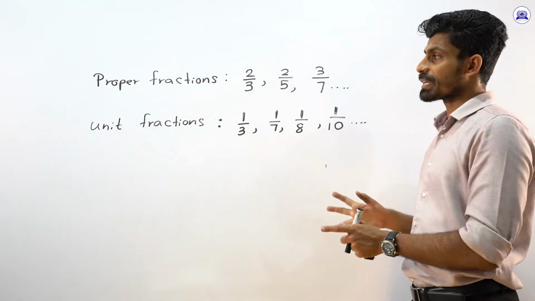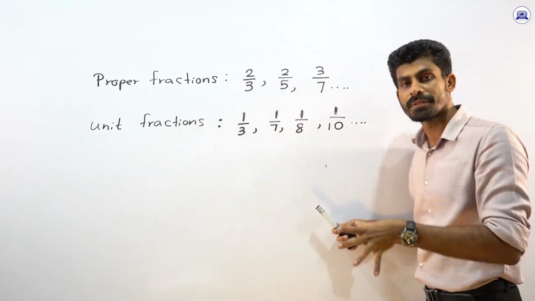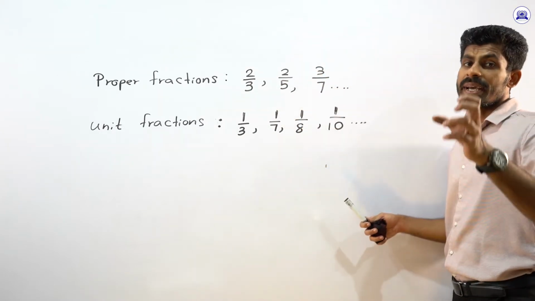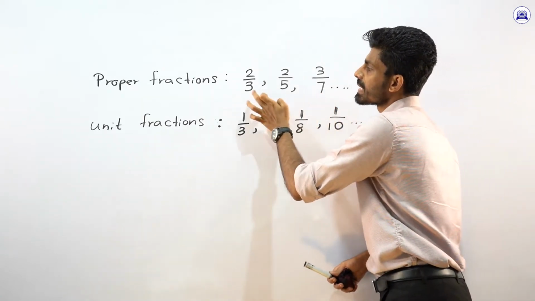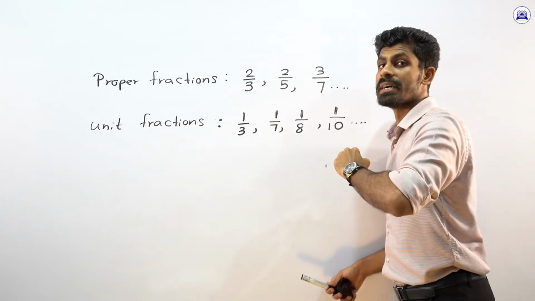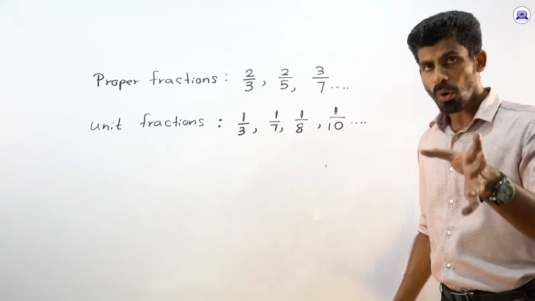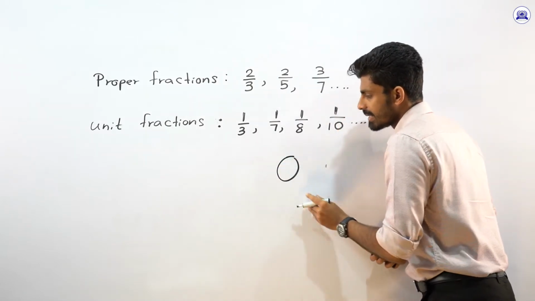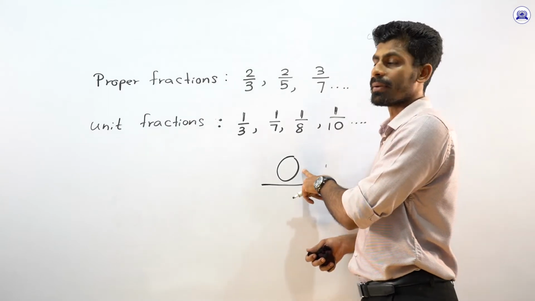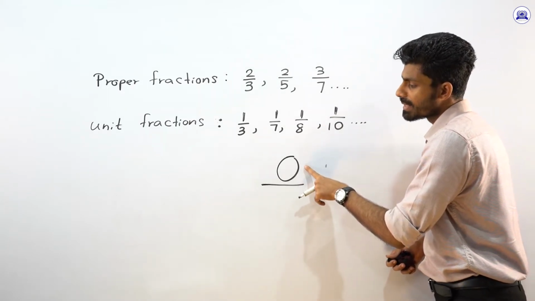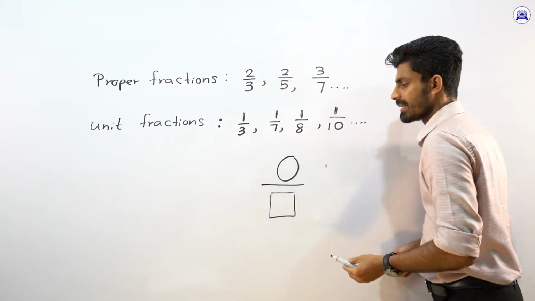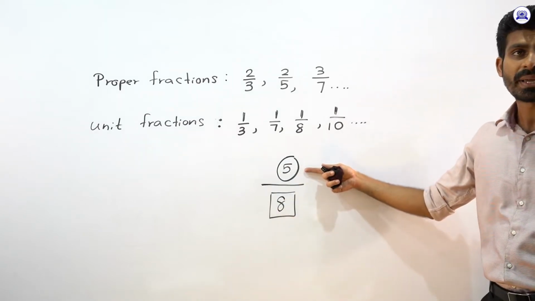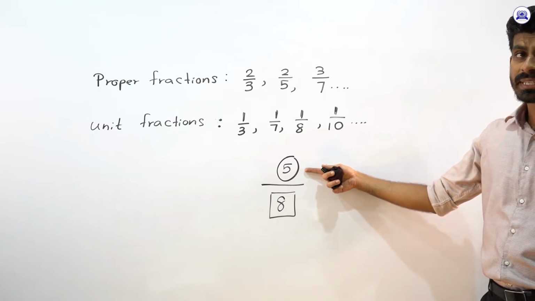Proper fractions. Here I have some examples of proper fractions: 2 over 3, 2 over 5, 3 over 7. These are numbers smaller than 1 but larger than 0. You can easily write a proper fraction by considering this point: the numerator should be smaller than the denominator. That means this number 5 should be smaller than the denominator. Fractions smaller than 1 but larger than 0 are called proper fractions.